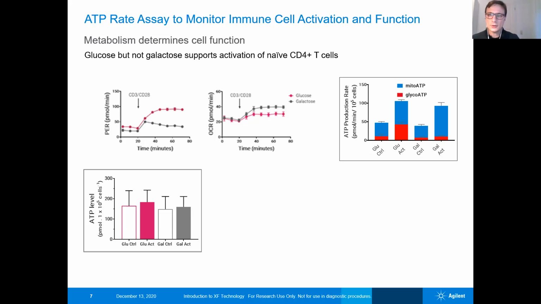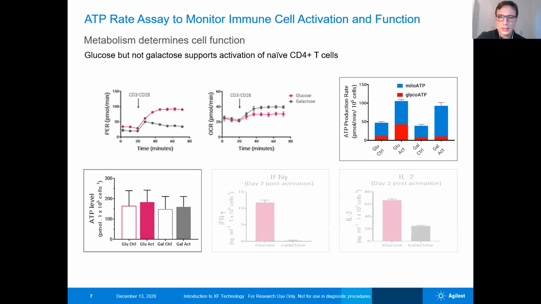When you have them on galactose, they cannot become glycolytic, but they will also about double their ATP production. But now it's just mainly really mito ATP production and OXPHOS driving that. If you look on the lower left, it doesn't change too much in the ATP level. So when you lyse the cells and have a look how much ATP is in them, there's not too much of a change, meaning that they are all nicely in their energetic equilibrium. They produce as much energy as they need.